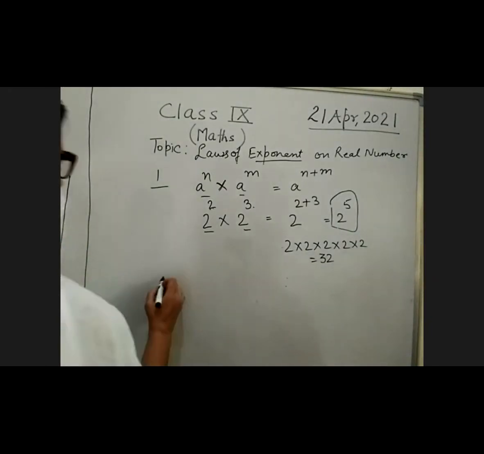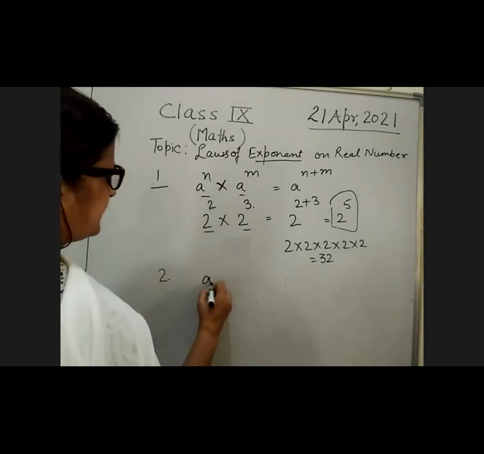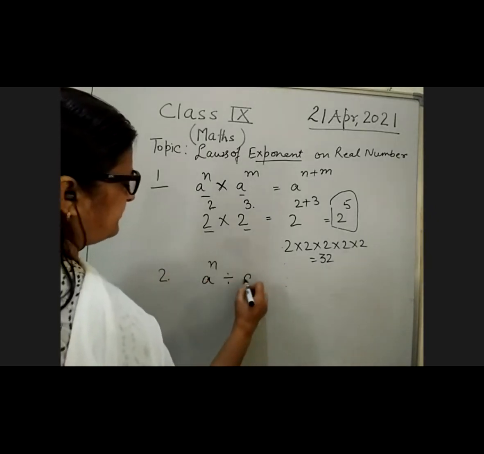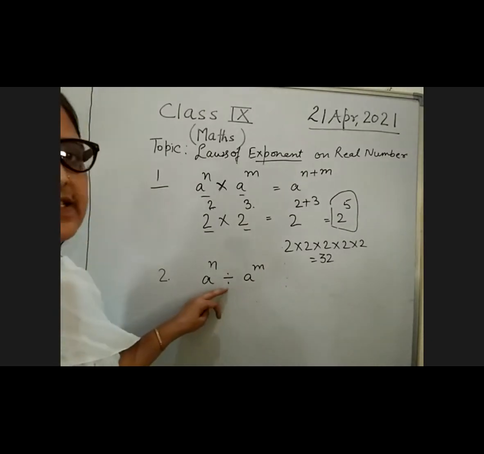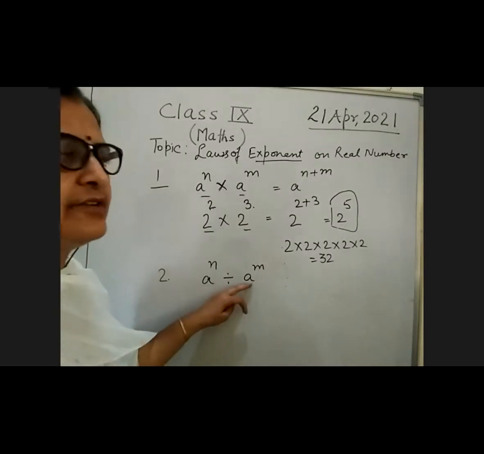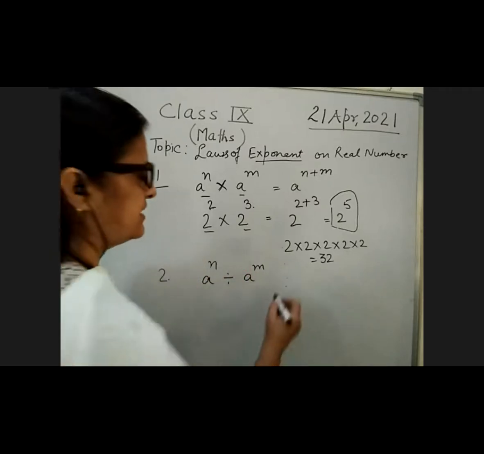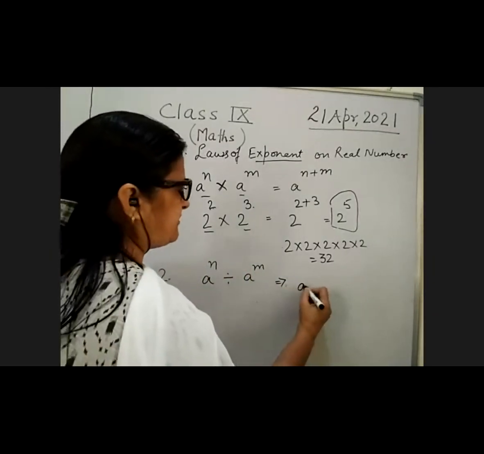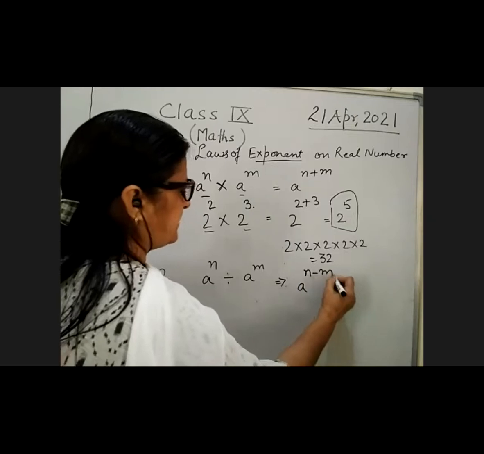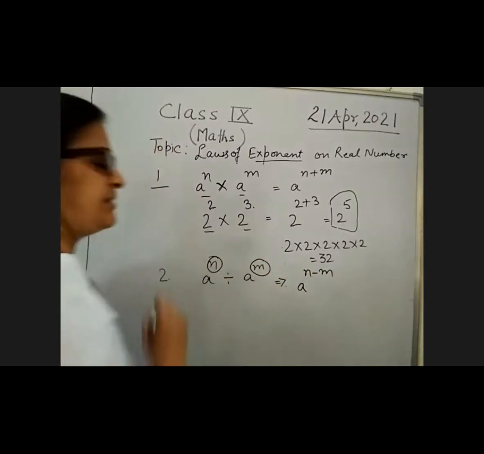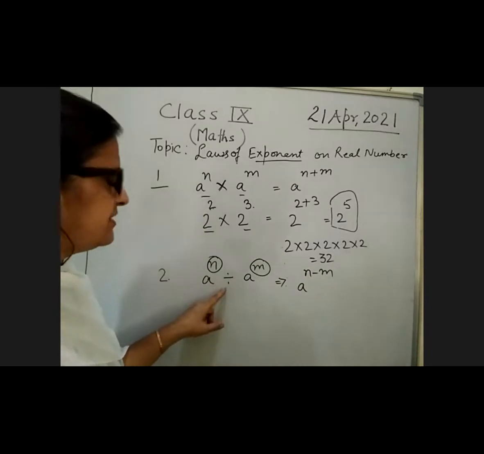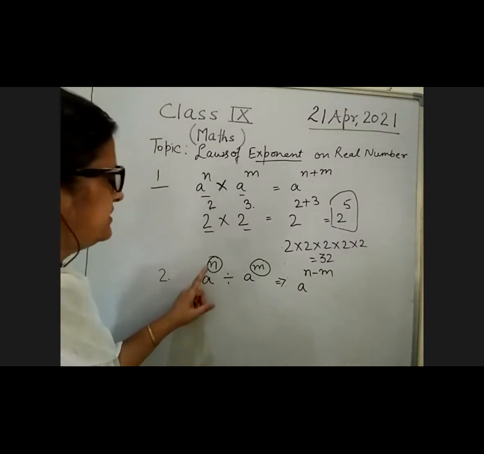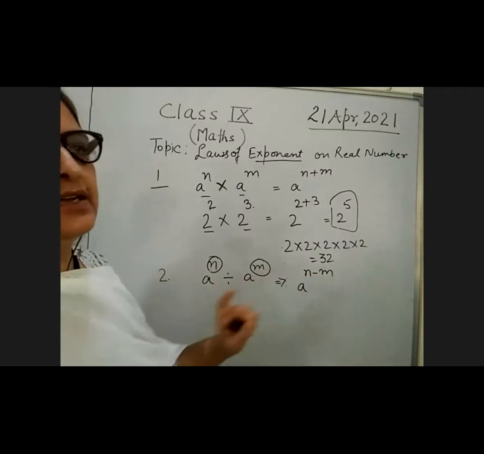Next rule is a raised to the power n divided by a raised to the power m. When the sign is divide, bases are equal but powers are different, then which rule is applied? n minus m. The powers are subtracted. When bases are equal and the sign is divide, you subtract the powers.